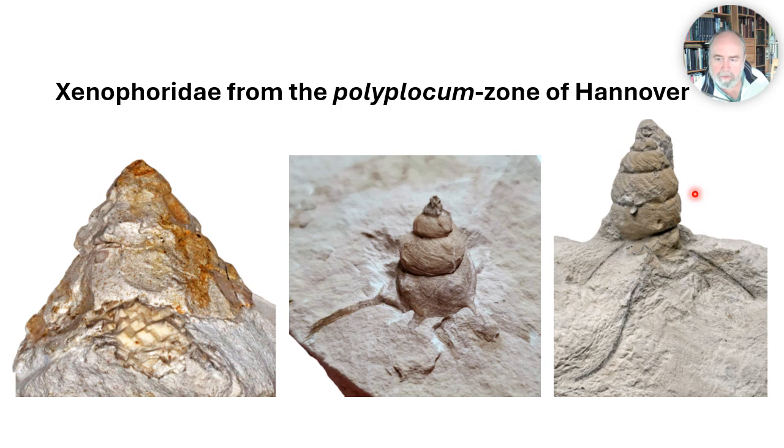So we think we have similar forms here. These 2 forms can be easily distinguished. This has a very deep suture and bumps. This has a more shallow suture and no bumps on the last whorl.